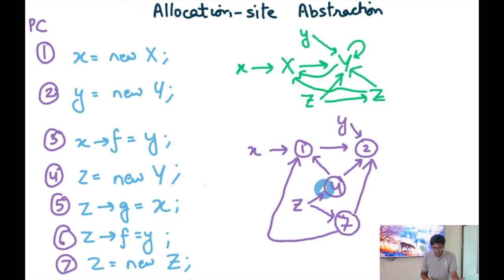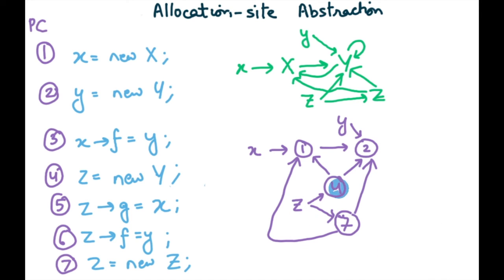Now this is the place where the precision improvement happens. Earlier in the type abstraction, z was pointing to y, which was also pointed to by small y. But in this allocation site abstraction, z is pointing to 4 while small y is pointing to 2. And it's clear that star z cannot alias with star y because they're pointing to different abstract objects. So the allocation site abstraction seems more precise than the type abstraction in this example.